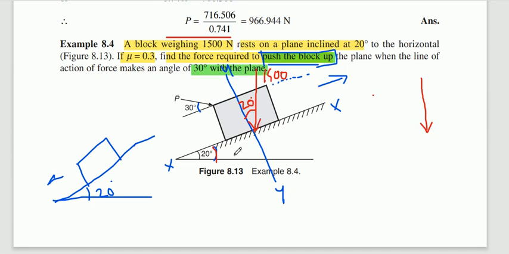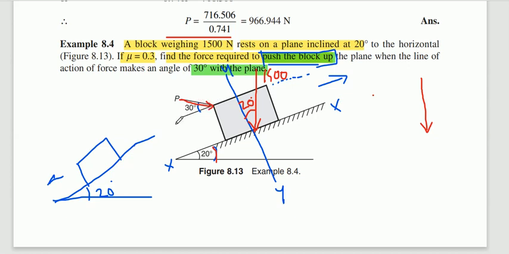By considering the natural x and y axis, this becomes 20 degrees. You just have a glance at why it is 20 degrees; I have explained it in the previous problems itself. So after the weight of the block you have written, another force, that is P, is acting here.